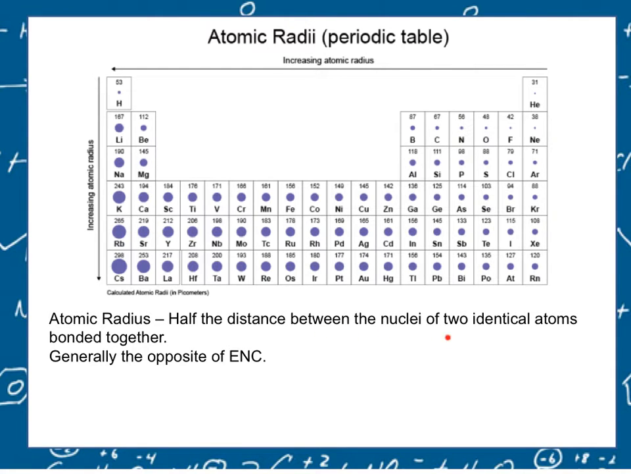So chemists just take two nuclei, which are very small and easy to measure exactly where they are, and cut the distance in half. And it's generally the opposite of effective nuclear charge. In our previous video, we said that helium has the highest effective nuclear charge, and this lower left corner, they left francium's row off here, has the lowest effective nuclear charge.